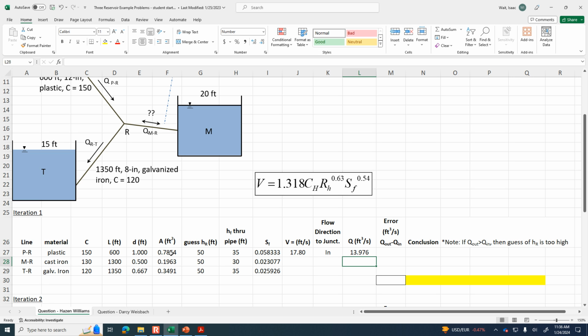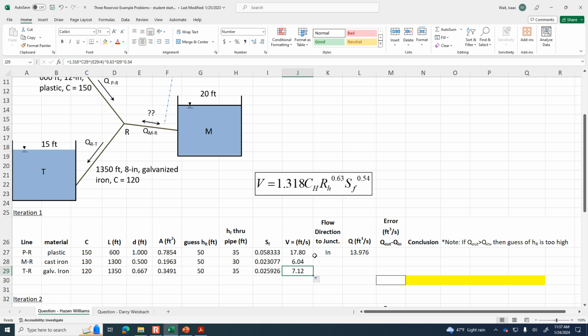Okay, so all of this is suggesting that we would have a flow of 13.976 cubic feet per second out of the pipe if that was the head at junction R. Okay, now I can drag this formula down to calculate the velocity in the other pipes. It doesn't require any special consideration. It's just going to determine the velocity based on the slope of the energy grade line and the pipe's diameter. Okay, so we've got velocities.